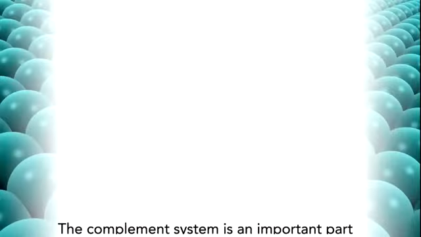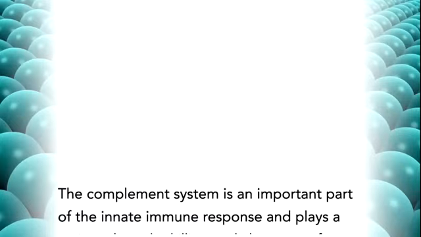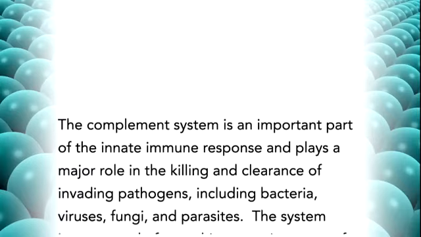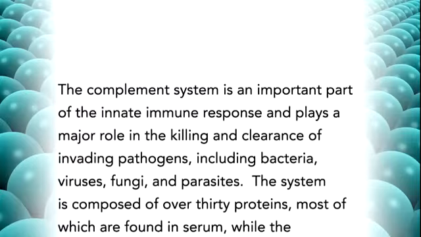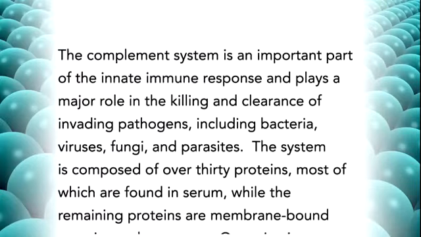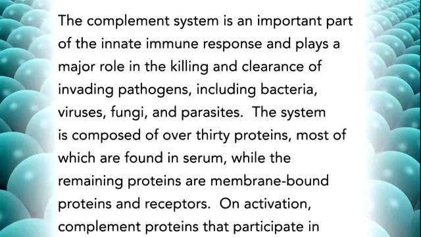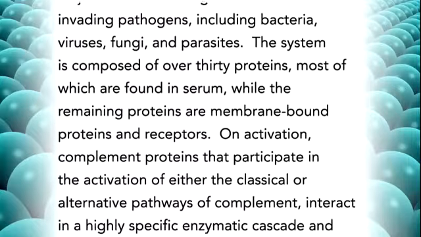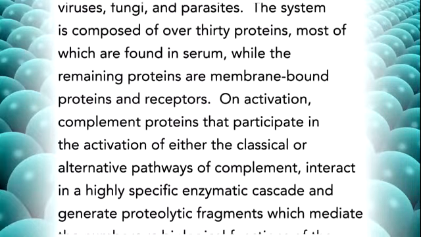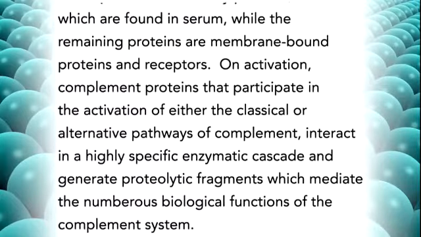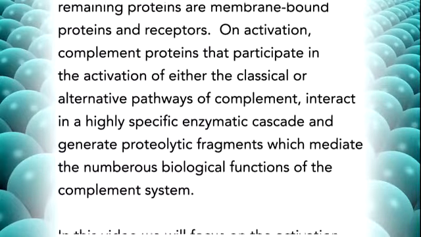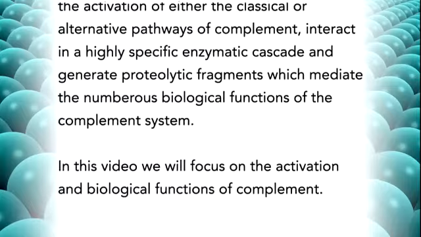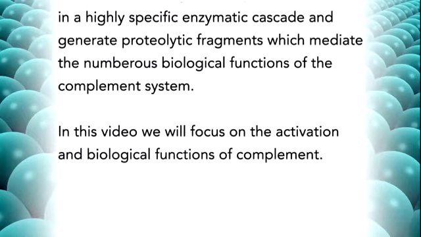The complement system is an important part of the innate immune response and plays a major role in the killing and clearance of invading pathogens, including bacteria, viruses, fungi, and parasites. The system is composed of over 30 proteins, most of which are found in serum, while the remaining proteins are membrane-bound proteins and receptors. On activation, complement proteins that participate in the activation of either the classical or alternative pathways of complement interact in a highly specific enzymatic cascade and generate proteolytic fragments that mediate the numerous biological functions of the complement system. In this video, we will focus on the activation and biological functions of complement.